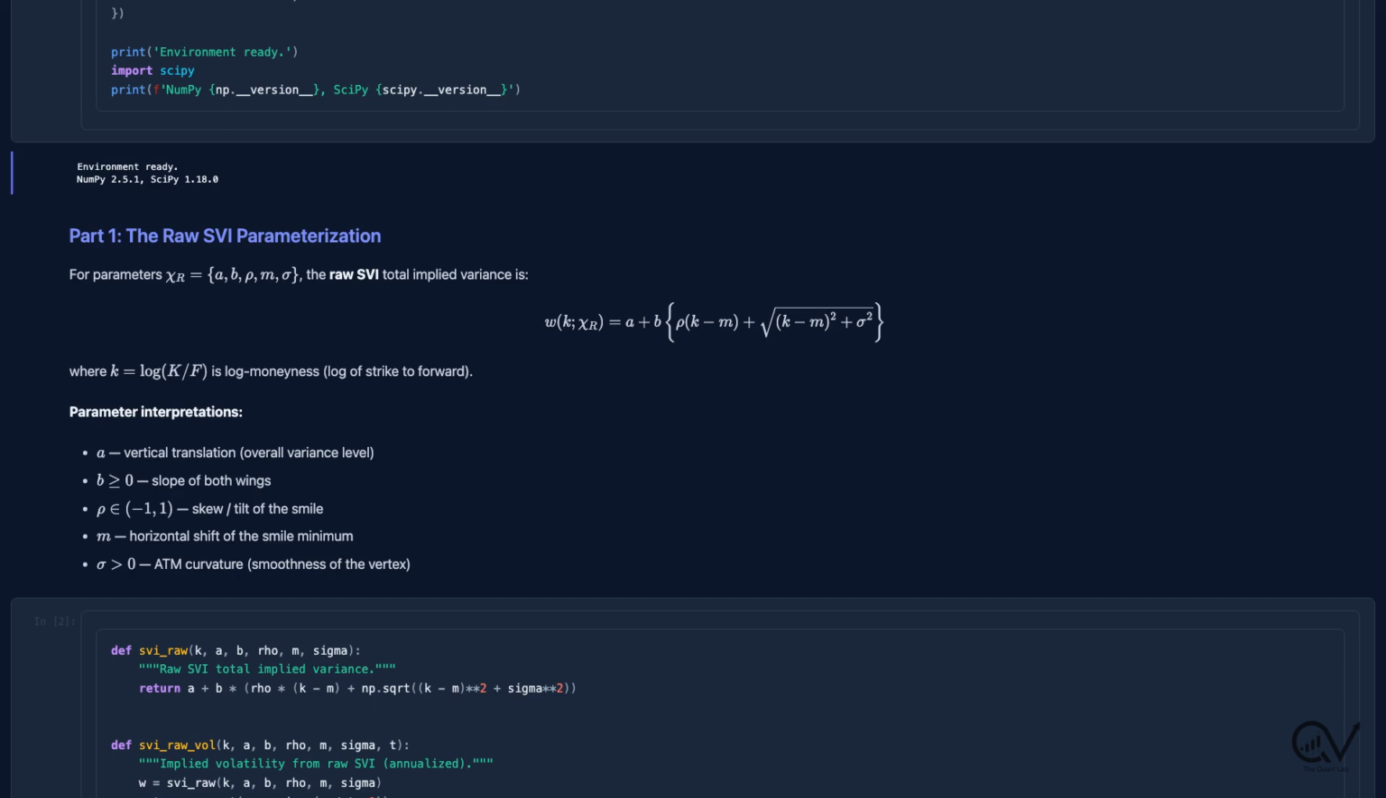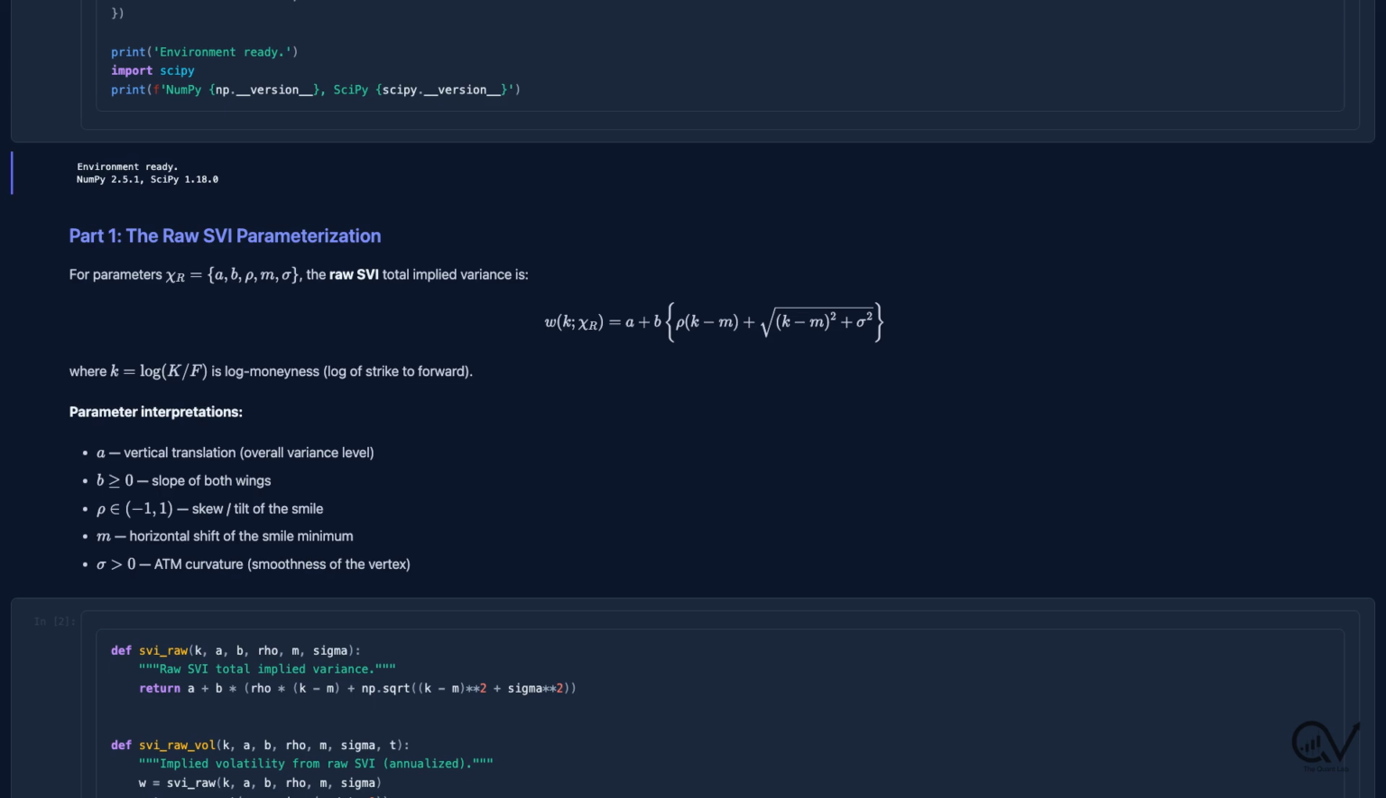The 5 parameters each have clean geometric interpretations. The parameter a is a pure level shift. Changing a moves the entire smile up or down. The parameter b steepens both wings simultaneously. The correlation rho tilts the smile. Equity markets typically have negative rho because the implied volatility skew slopes upward toward lower strikes.